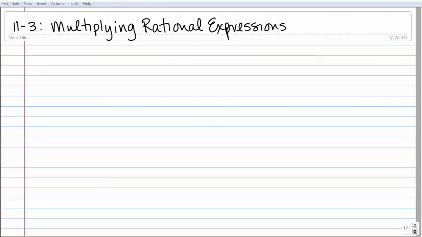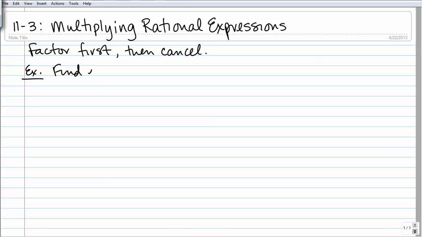A few things to remember when you're multiplying rational expressions is you always want to factor first. Then you can multiply, and if possible, then you want to cancel. So let's take a look at a couple examples here. We want to find each product. We'll be multiplying these fractions.